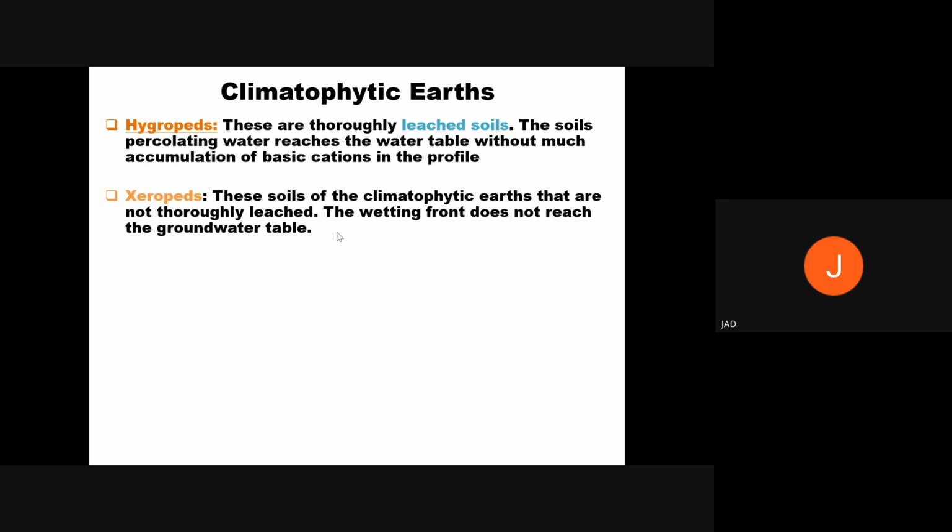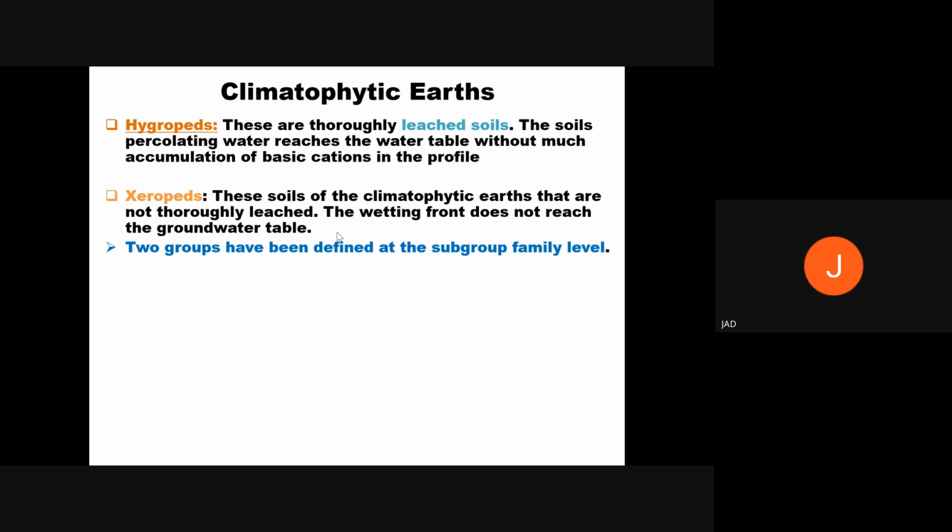Then we also have xeropeds. And these are soils of the climatophytic earths that are not thoroughly leached. Leaching is less in those types of soil. The wetting front does not reach the groundwater table. So in the first case, you realize that the wetting front reaches the water table. The second one, xeroped, does not reach the groundwater table.